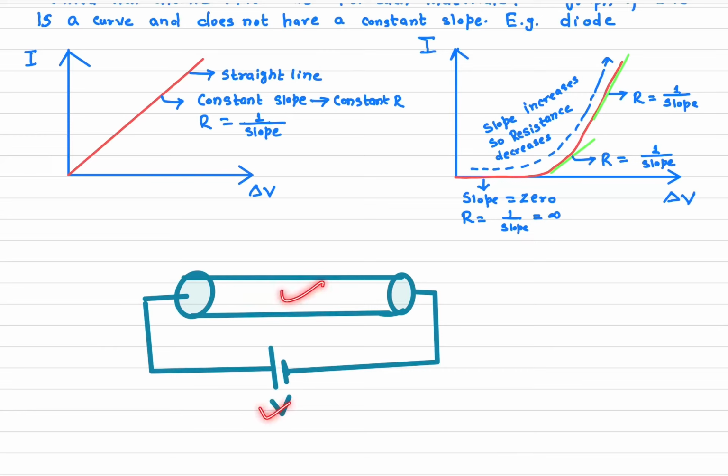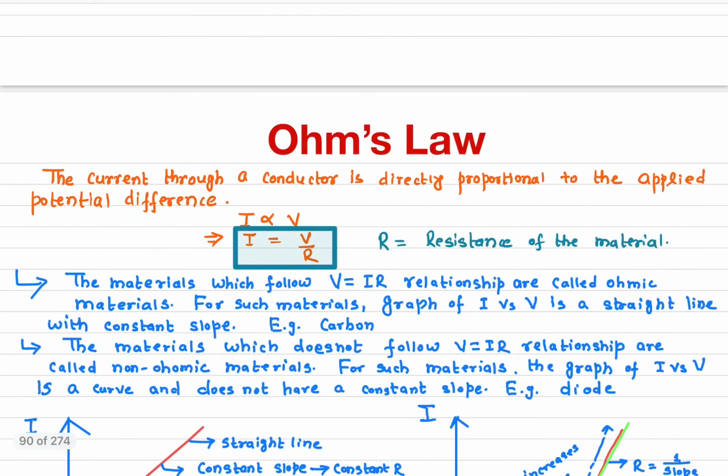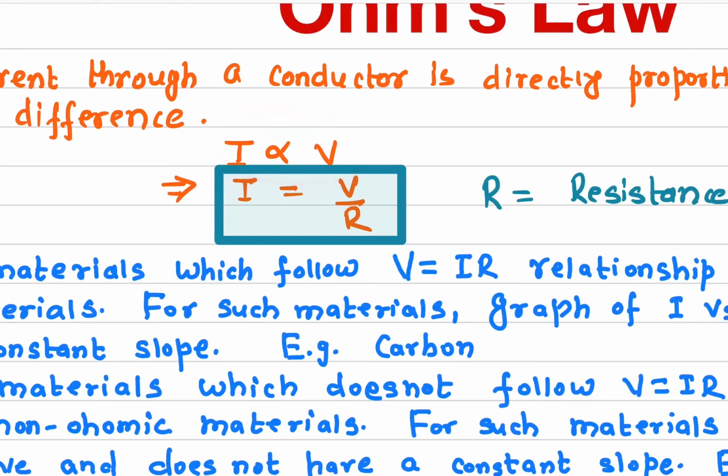And if this is a conductor and we have applied a potential difference, that means there will be a current passing through this circuit here, or current passing through the conductor. And the current in this conductor is directly proportional to this applied potential difference. Remember, the current is the outcome. The potential is the source of the current. So current in this circuit or in this conductor is directly proportional to the applied potential difference.